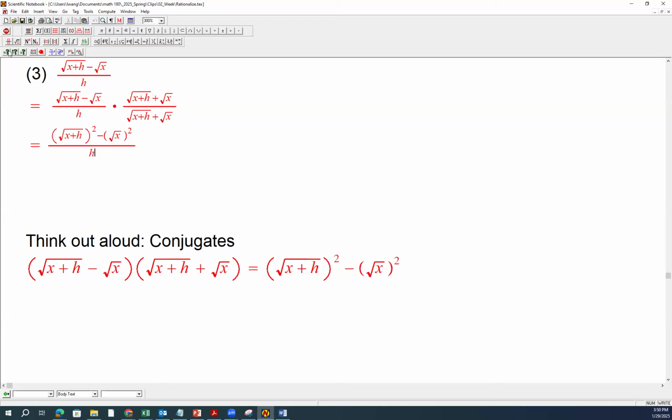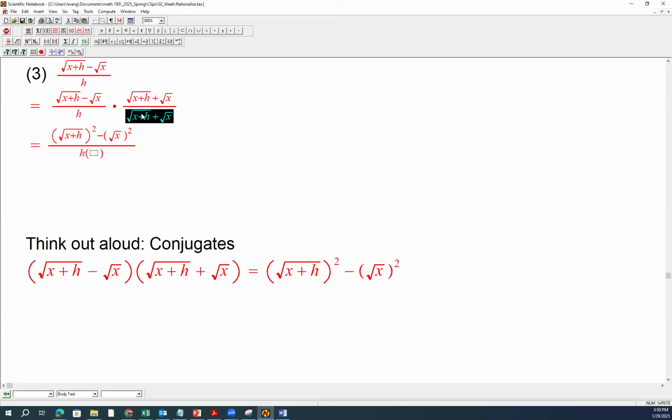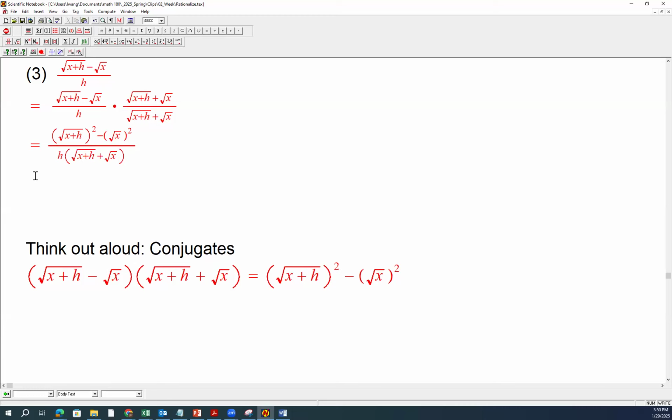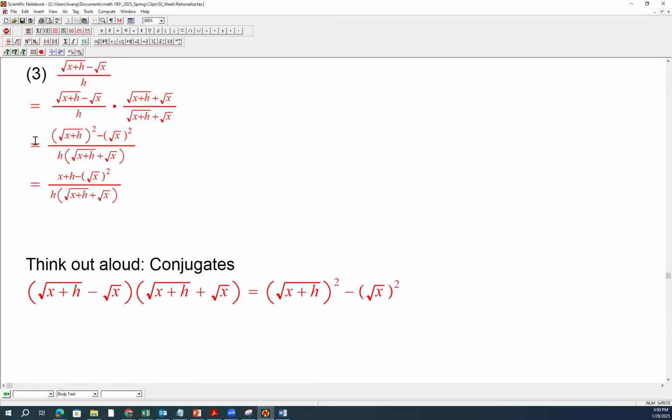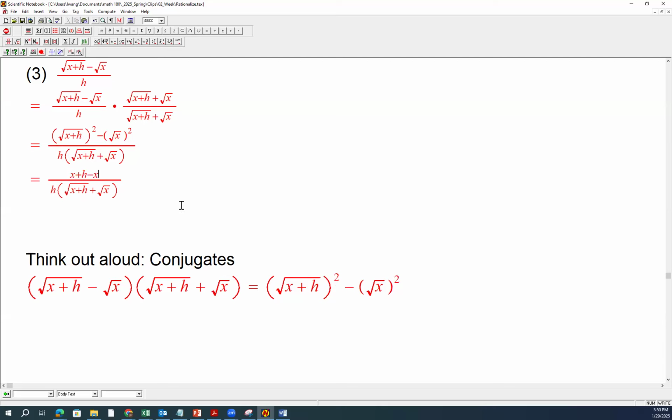Denominator, multiply the denominator. Boom, right there. And then we apply the property, root x squared. So the next step, we are getting, this will be x plus h. You can see we're doing better, we're doing faster as we get familiar with the practices.